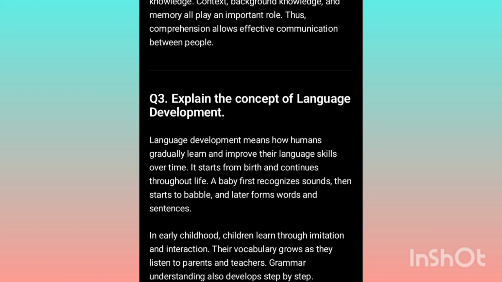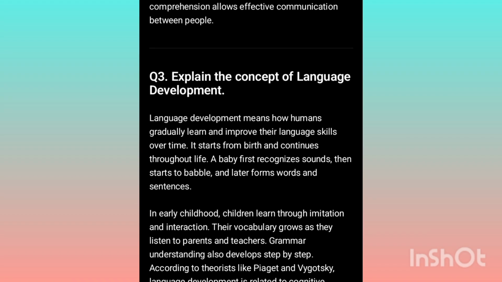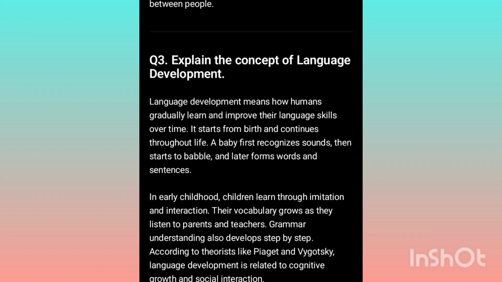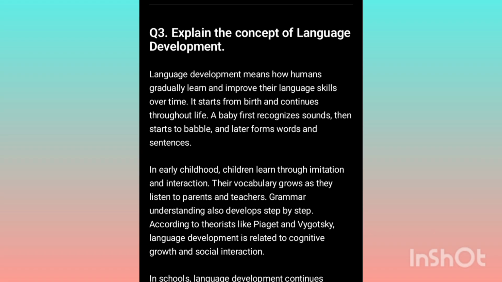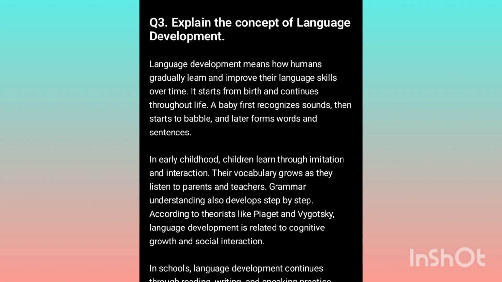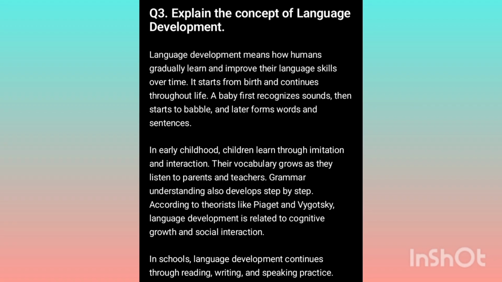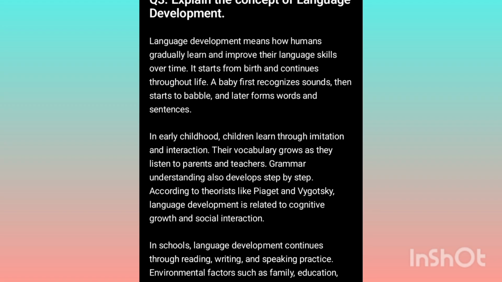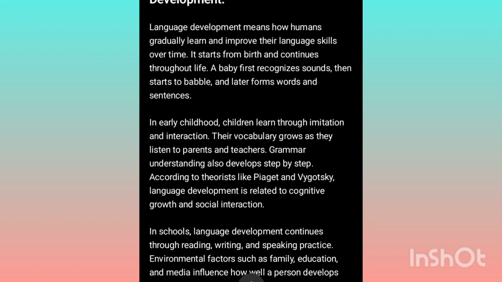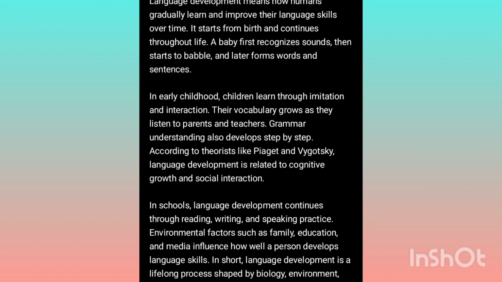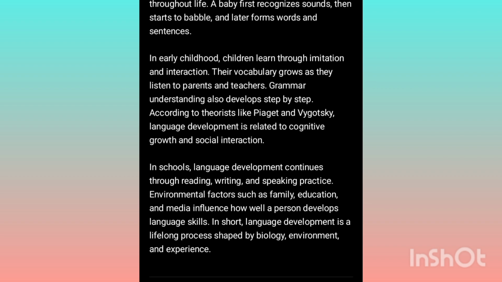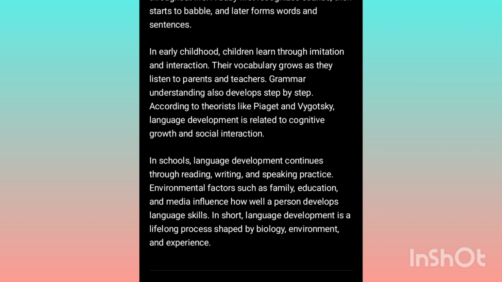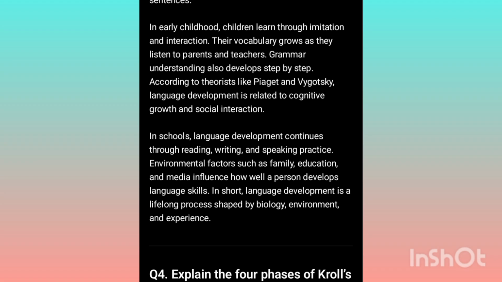Q3. Explain the concept of language development. Language development means how humans gradually learn and improve their language skills over time. It starts from birth and continues throughout life. A baby first recognizes sounds, then starts to babble, and later forms words and sentences. In early childhood, children learn through imitation and interaction. Their vocabulary grows as they listen to parents and teachers. Grammar understanding also develops step by step.